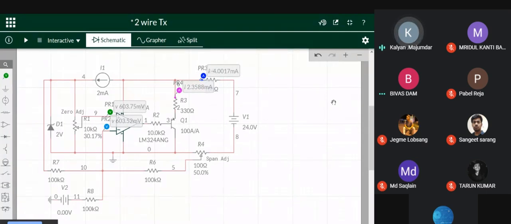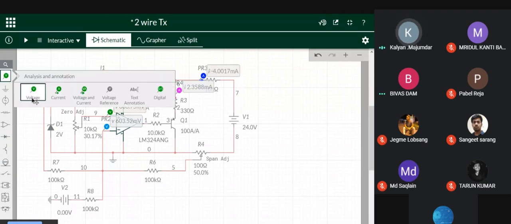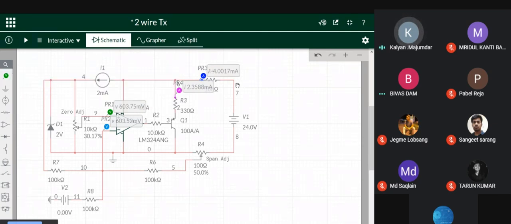This is your NI Multisim Live, that is a browser based thing. Active circuit. I've placed this one. You have these probes for measuring voltages and currents. So what we have done is we have put a probe at this particular point. Our desired current, the loop current, is the current flowing from the supply into this particular device.